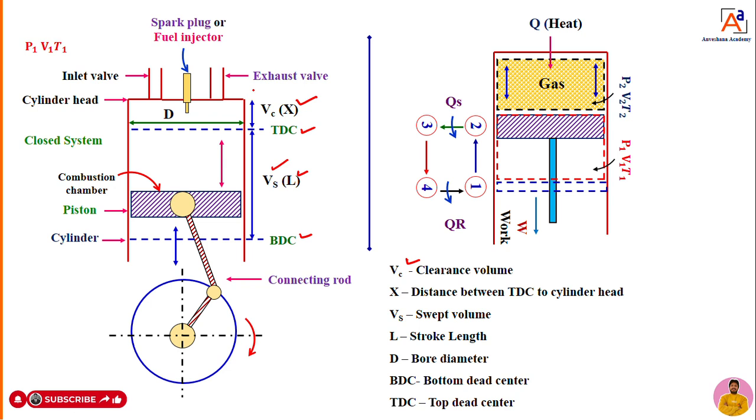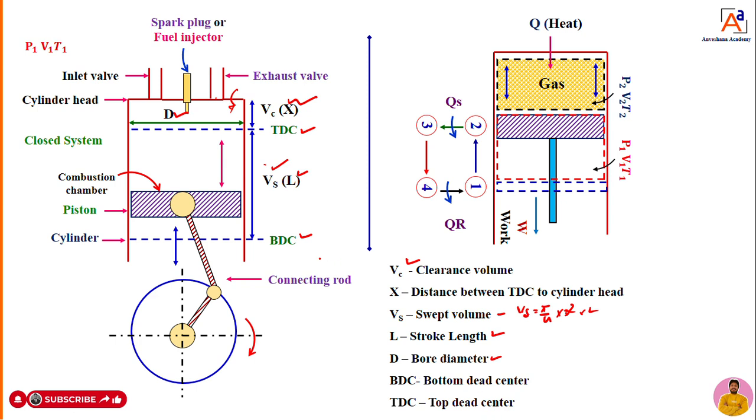What is VC? VC is the clearance volume. The distance between the cylinder head and TDC we can mark as X. The volume occupied from the cylinder head to TDC is nothing but the clearance volume. The volume of air occupied between TDC and BDC we can call the swept volume. How to calculate that swept volume? I already explained. We have the formula: Vs is equal to pi by 4 into d square into L, where L is the stroke length and d is the bore diameter. What is D? D is nothing but the bore diameter.